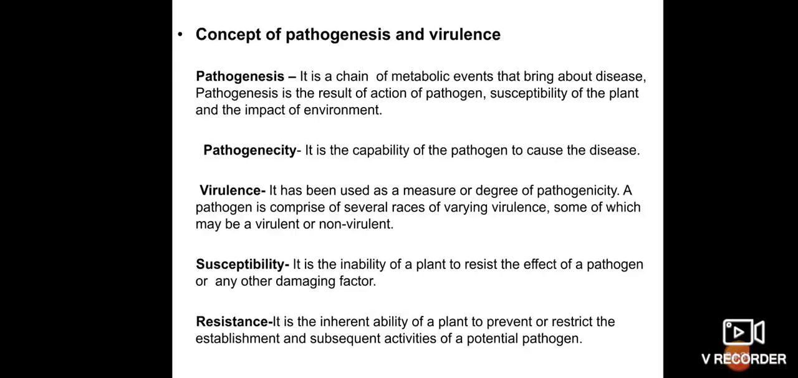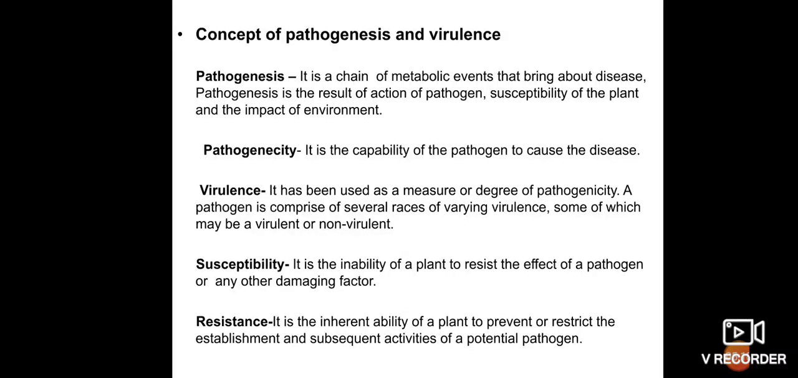Now, the concept of pathogenesis and virulence. First one is, what is pathogenesis? It is a chain of metabolic events that brings about disease. Pathogenesis is the result of the action of the pathogen, the susceptibility of the plant and the impact of the environment. Or we can say pathogenesis is the sequence of progress in disease development from the initial contact between a pathogen and its host to the completion of the syndrome.